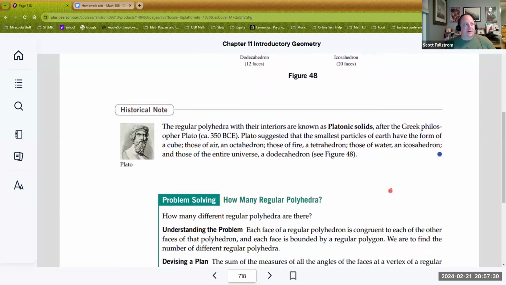Okay. The person who studied these a lot, his name was Plato. And basically, when we think of these regular polyhedra, he studied them and proved, hey, there can only be these 5. That's all you can get. And so we kind of we named them after him. So we call them Platonic solids.